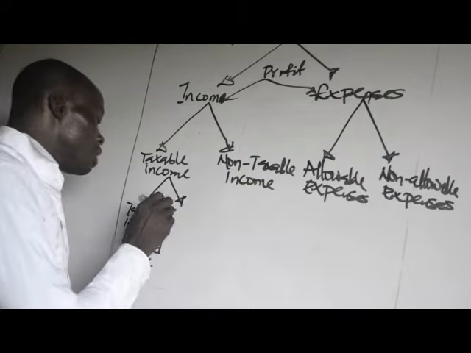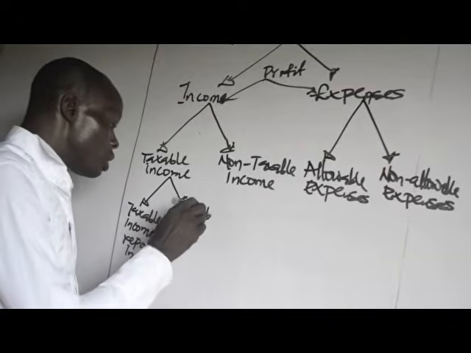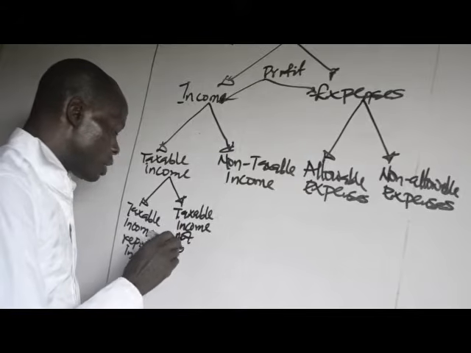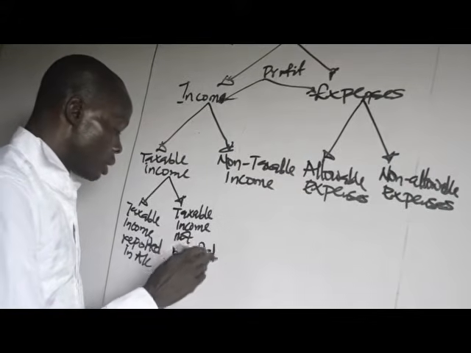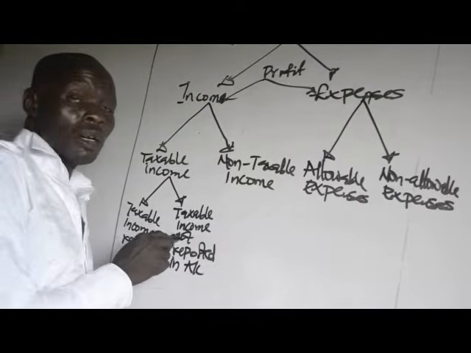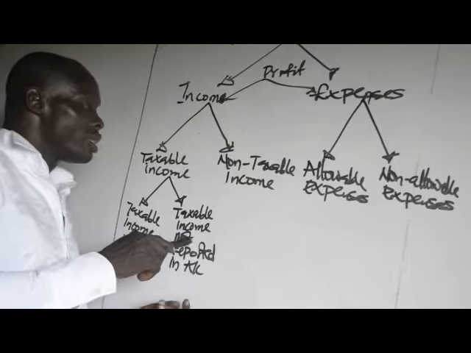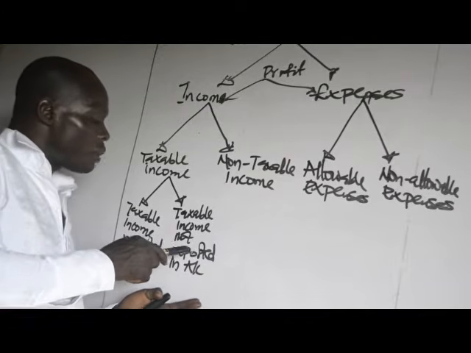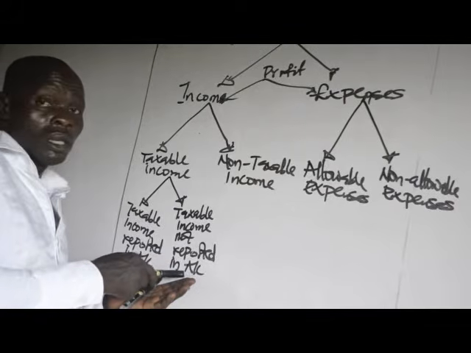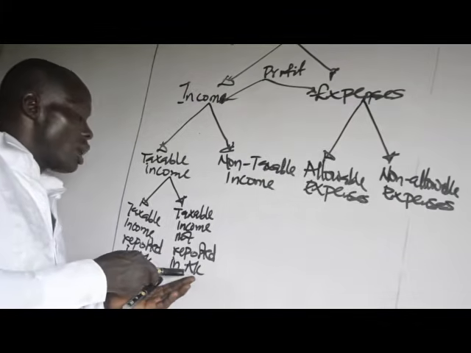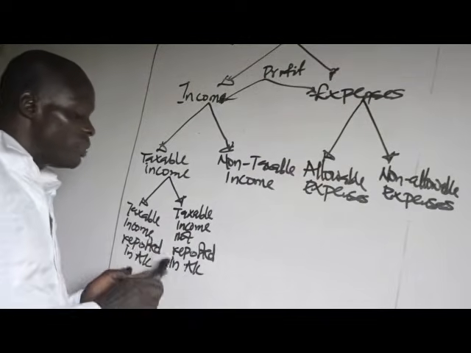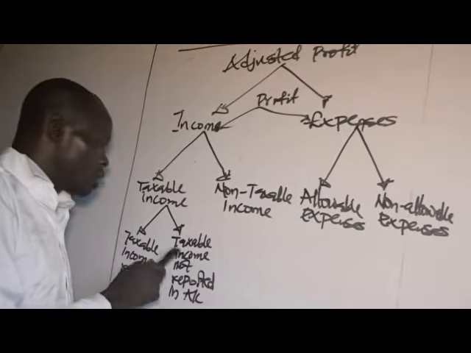Then we also have taxable income not reported in the account. This income can be taxable in the hands of the recipient, but they have not formed part of the net profit figure reported in the statement of profit or loss. That is, they are not included in the net profit figure reported in the income statement.